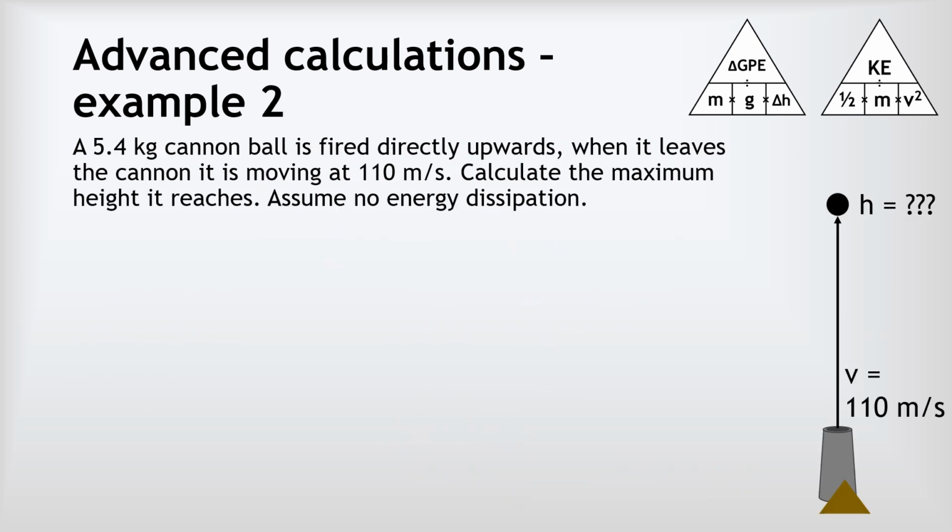Let's look at example number 2. We're going to use the same kind of idea, but we're going to work in the opposite direction this time. So it says a 5.4 kilogram ball is fired directly upwards. When it leaves the cannon, it is moving at 110 meters per second. Calculate the maximum height it reaches. Assume no energy dissipation. So again, we're going to use this idea that the KE, when the ball has just left the cannon, is going to be equal to the GPE, or the delta GPE really, at the cannonball's highest point.